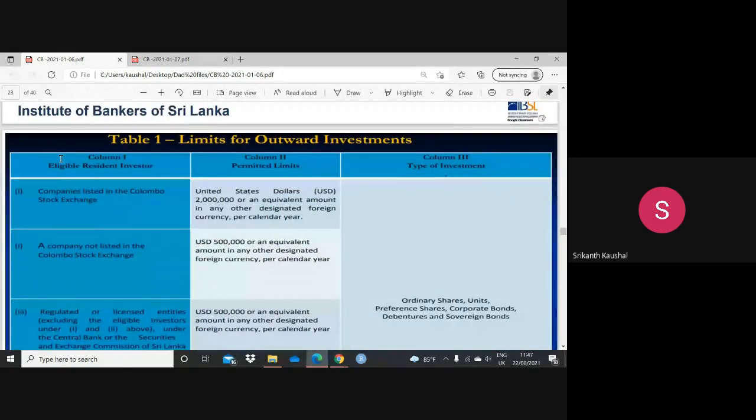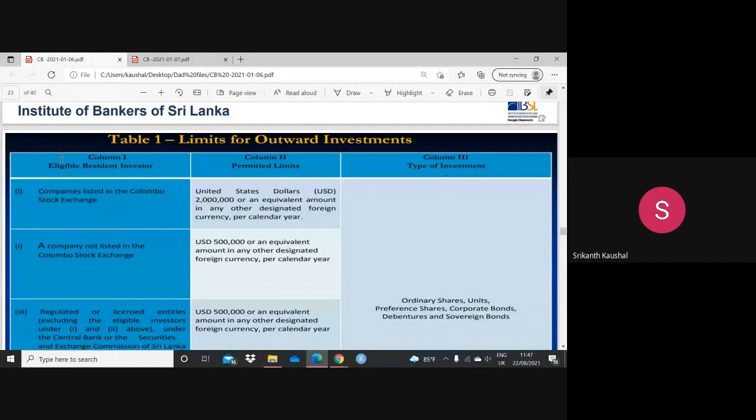So this is the table explained to you. It gives in column 1 the resident eligible investors. Then what are the limits? What are the types of investment you can make? So you can say company listed. That means all public quoted companies. What is their limit? $2 million per annum. See the last, per calendar year. A company not listed, within bracket you can say private company.